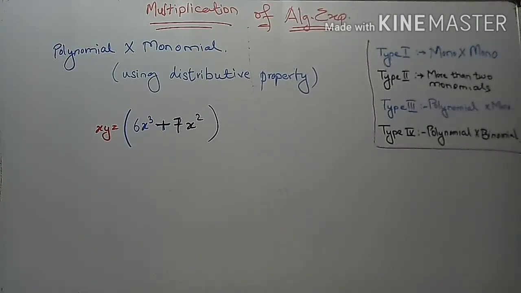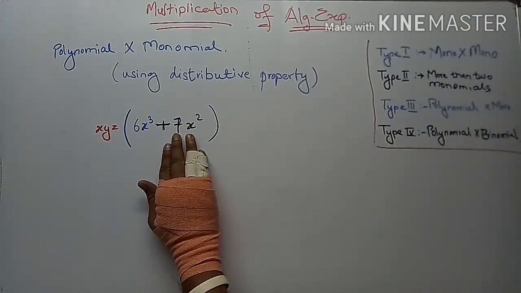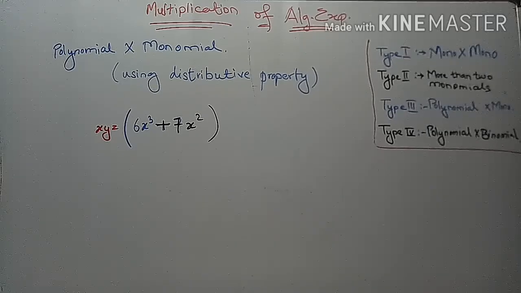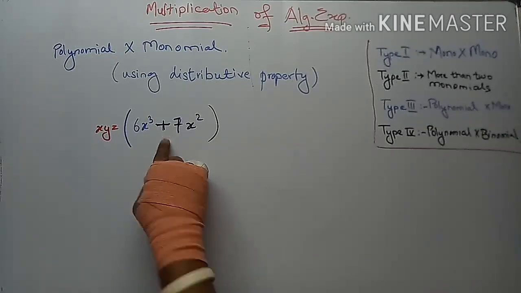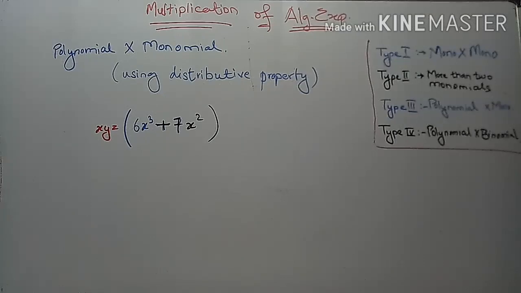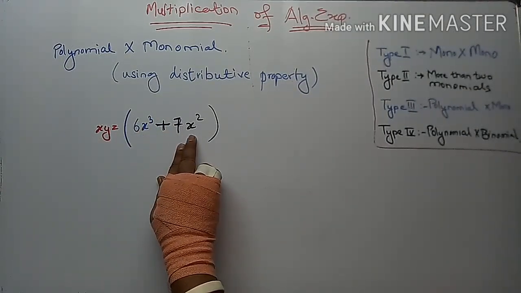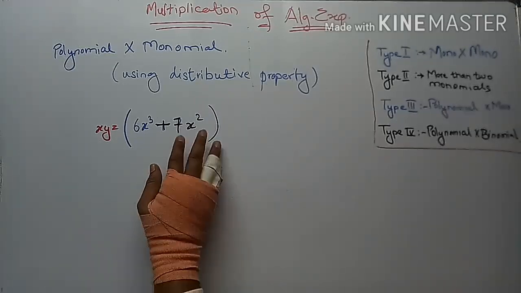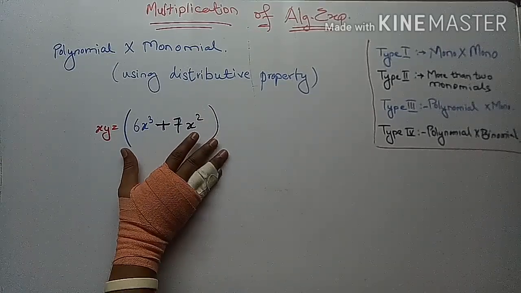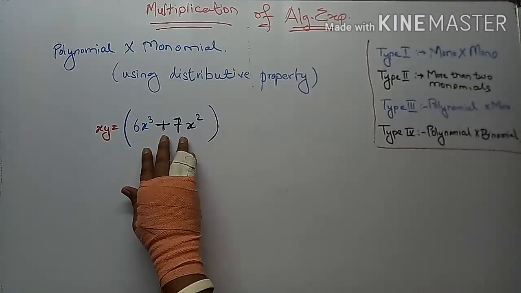So we cannot directly multiply xyz with 6x cube and 7x squared together. Here we'll use a simple property called the distributive property. Remember, this plus sign is nothing but a divider of these different terms. So 6x cube is one expression, a monomial, and 7x square is another monomial, but together this is an addition of monomials, which is nothing but a binomial.